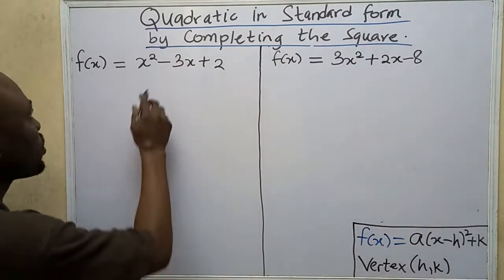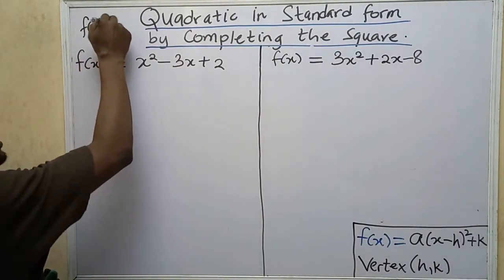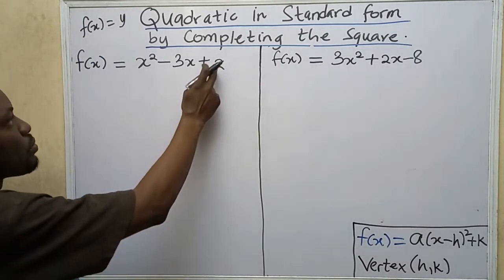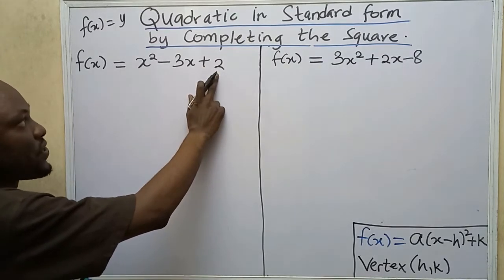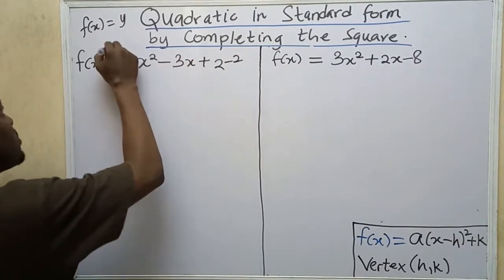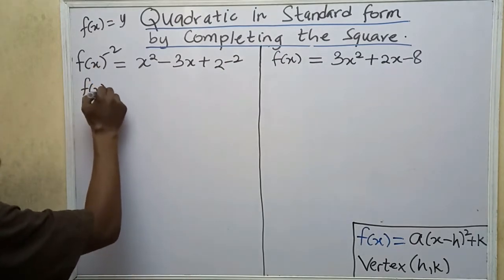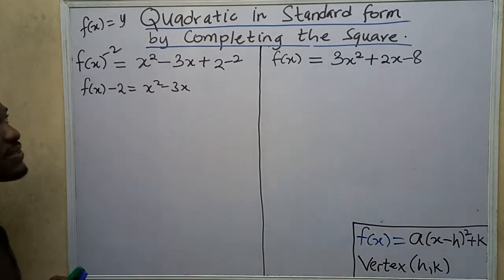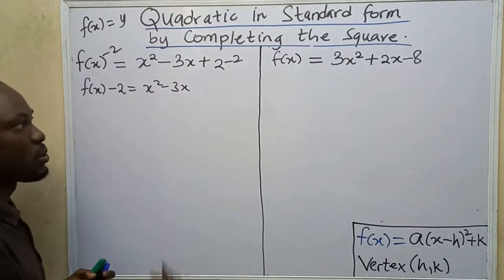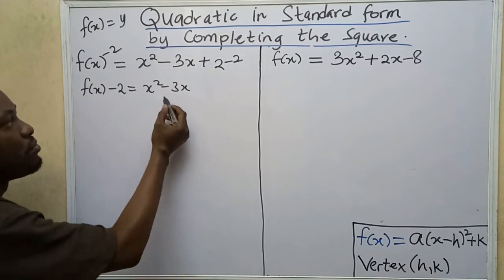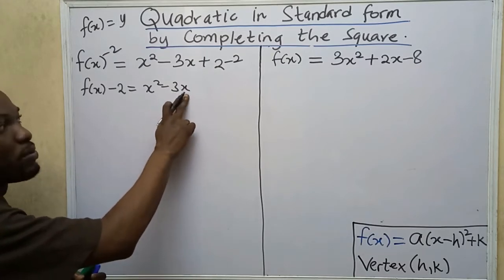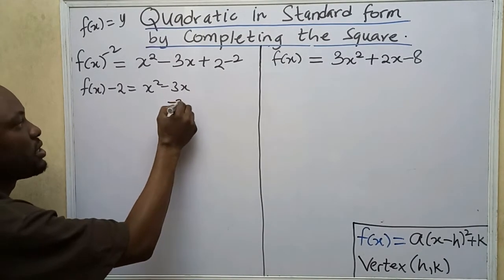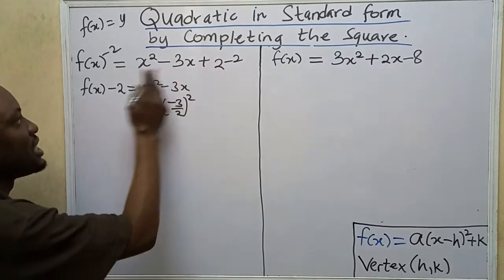Now, if you look at the first thing, my f of x represents y. It means the y coordinate. Now, the first thing I need to do is subtract the constant, which is the third term, from both sides of the equation. If I do that, I have f of x minus 2 equals x squared minus 3x. This is pretty simple because I have a leading coefficient of 1. So I'll just go straight forward to divide the coefficient of the middle term, which is minus 3, by 2, square it and add it to both sides of the equation.